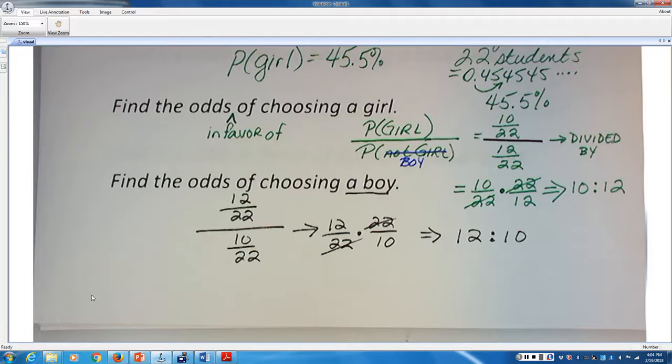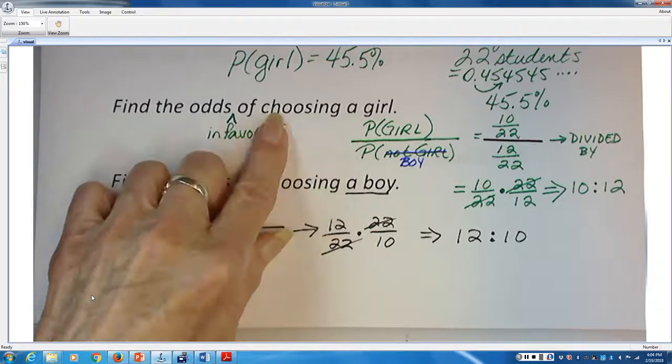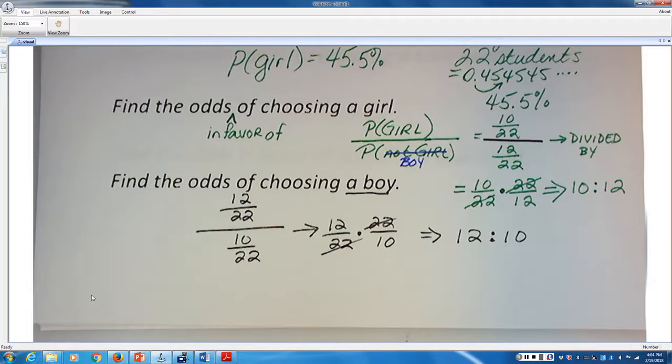So the more common sense way to think about odds is how many ways can what you're trying to calculate the odds for happen compared to how many ways does it not happen. So you don't really need to do all that fraction business every time. The odds of choosing a girl are the number of girls compared to the number of boys. The odds against choosing a girl are the number of boys, which are not girls, compared to the number of girls. You're always just comparing two numbers.